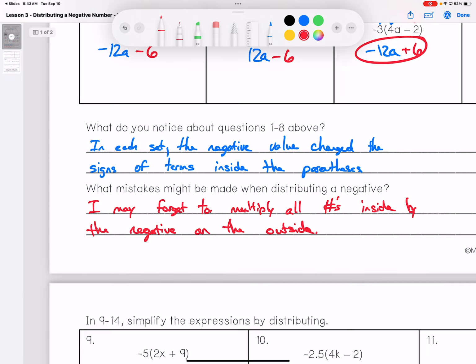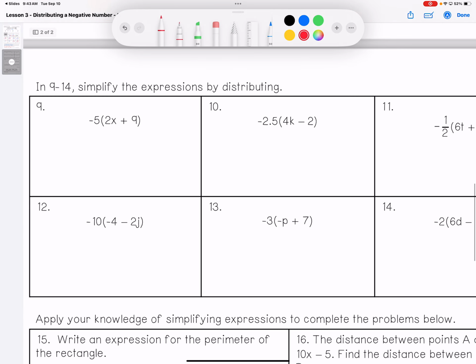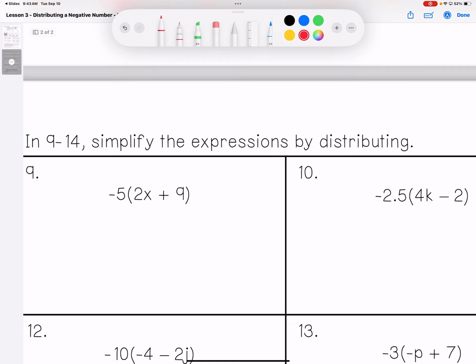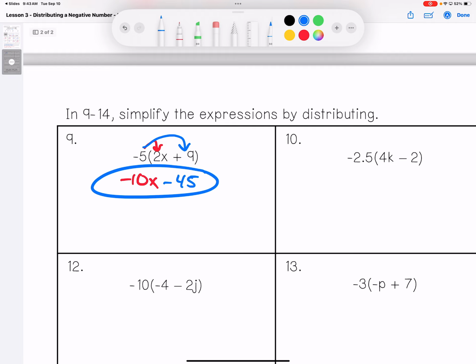All right, when you're done, let's go through 9 through 14. I'm going to work out the first one, and then I'm going to pause it and let you work out the other 5, okay? Same thing, distributive property. Here is negative 5 times 2x, which is negative 10x. And then negative 5 times a positive 9, which is negative 45. I can't combine those. That's as simple as it will go. Okay? I'm going to pause the video now and let you and your partners work out 10 through 14. Ready, set, go.